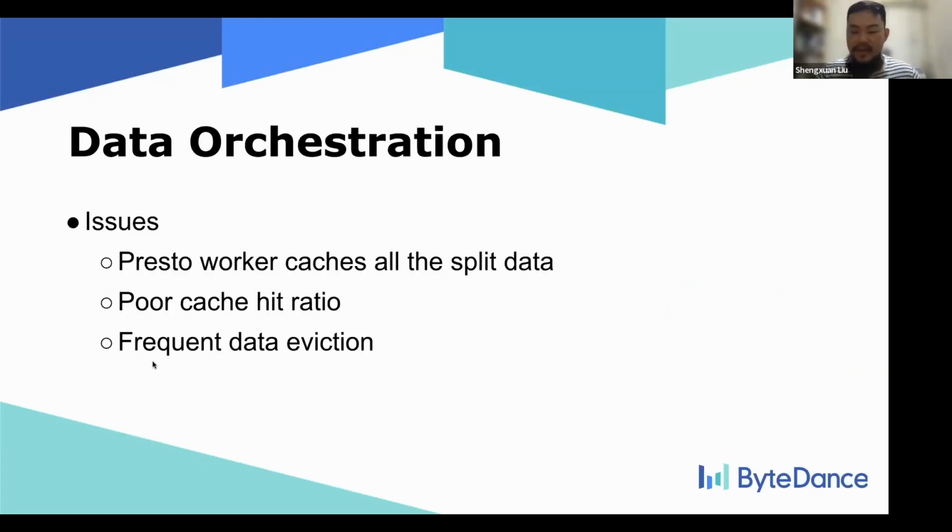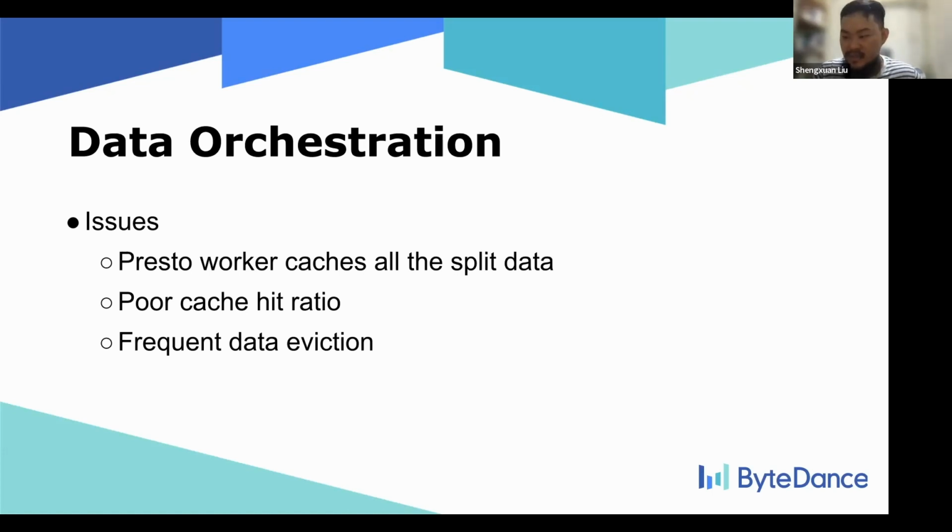After that, I would like to talk about data orchestration. Data orchestration is about how we use the cache data efficiently. After integration of the cache, we found some problems. The Presto worker caches everything. It caches all the split data. But the problem is that not every split should be cached, because some data are not popular, and the frequency of usage of this non-popular data is pretty low.